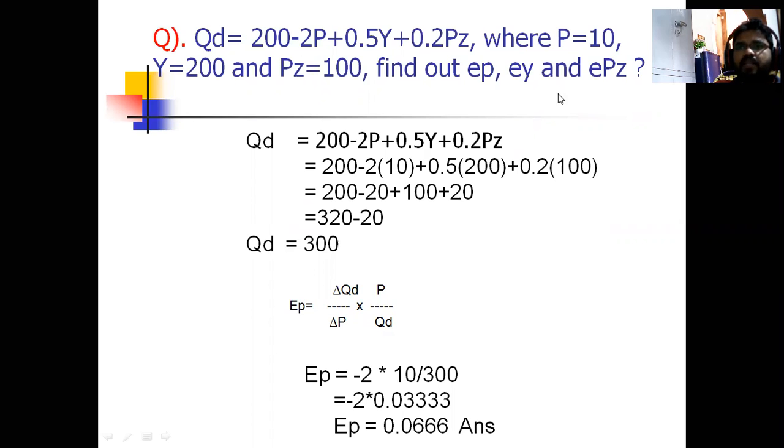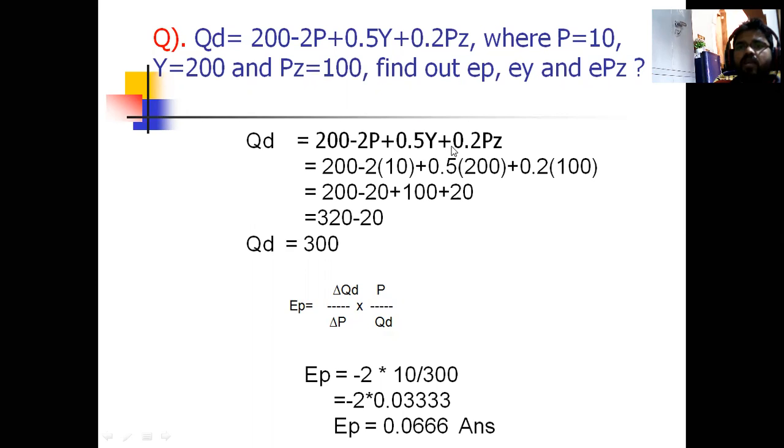What is the P value here? They mentioned the P value is 10. They divided by QD. What is the QD here? They have mentioned the equation, but they didn't tell how much QD is. So we need to find out the QD. That's why I put it here: QD is equal to 200 minus 2P plus 0.5Y plus 0.2 PZ.